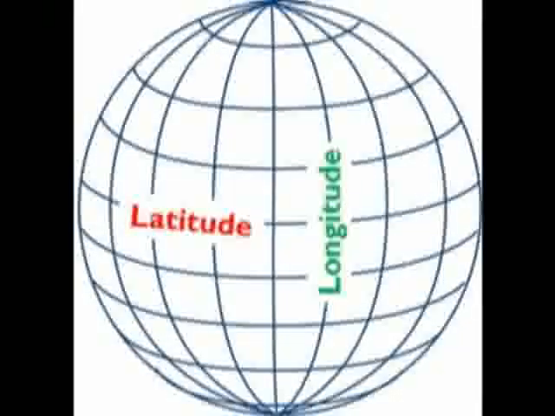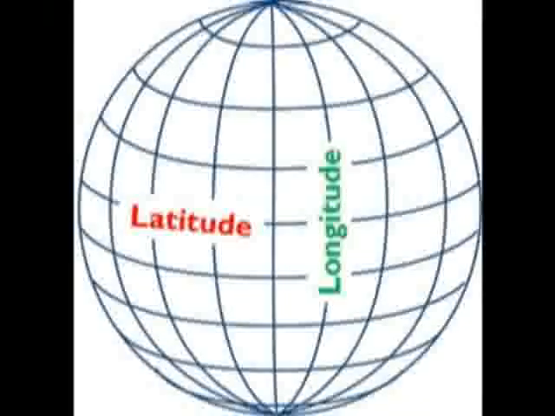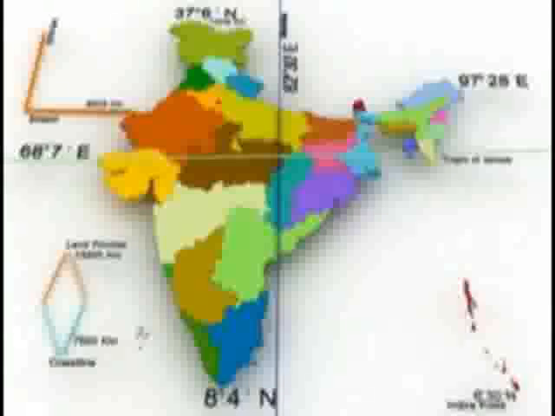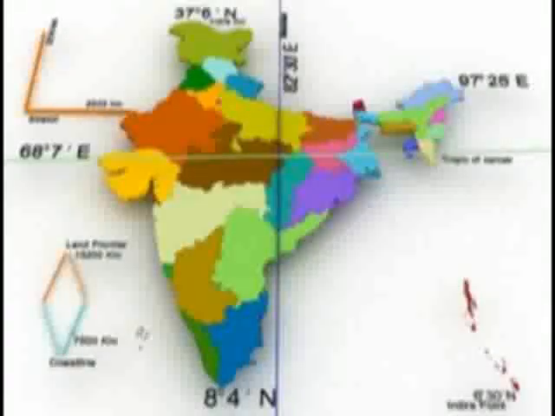So we can say that all countries lie between two latitudes and two longitudes. The latitudinal extent of the mainland is from Kanyakumari at 8 degrees 4 minutes north to Indirakol at 37 degrees 6 minutes north. This means that the southern tip of India lies at 8 degrees 4 minutes north of the equator.